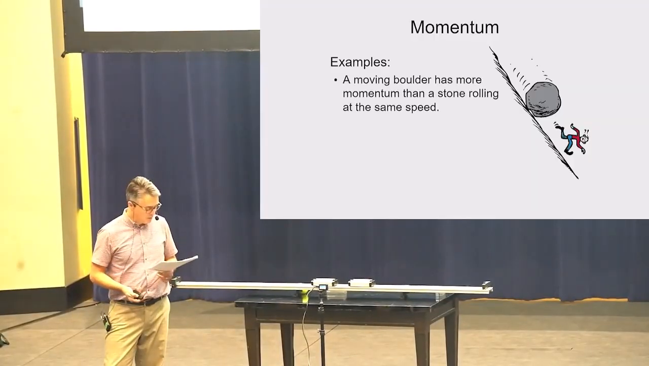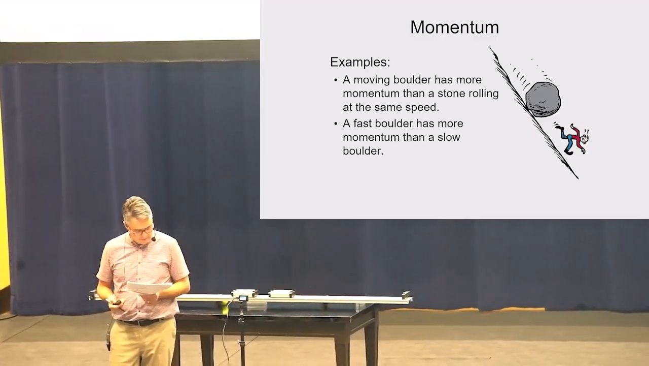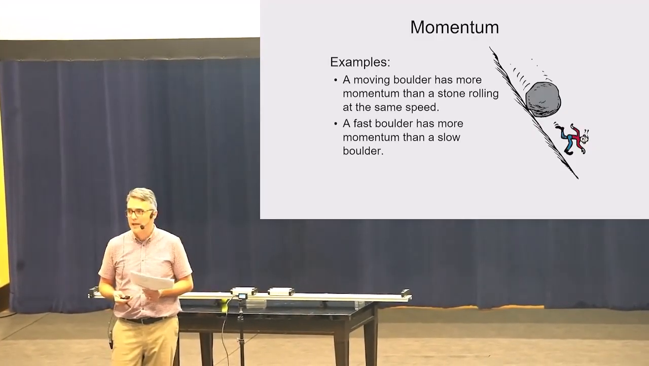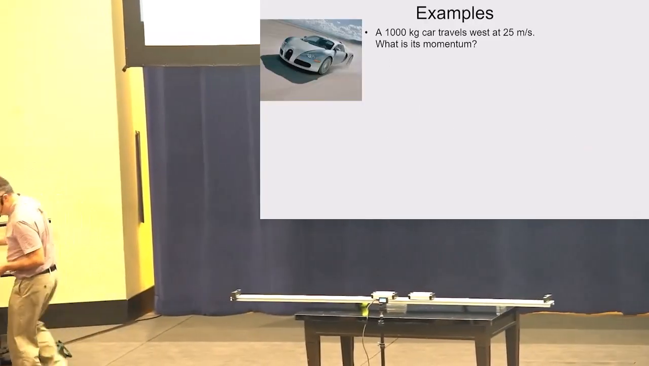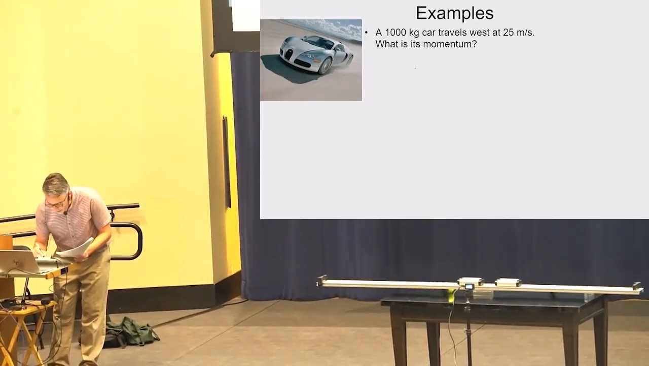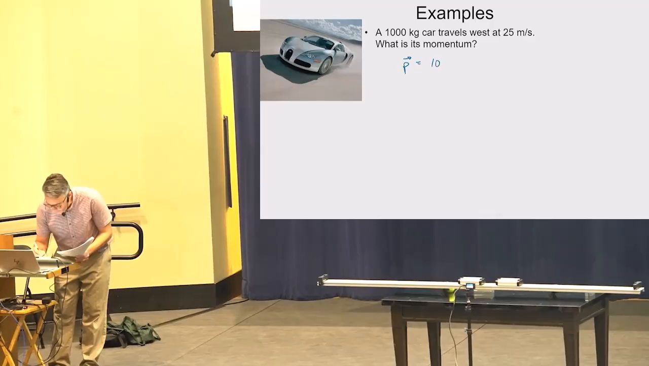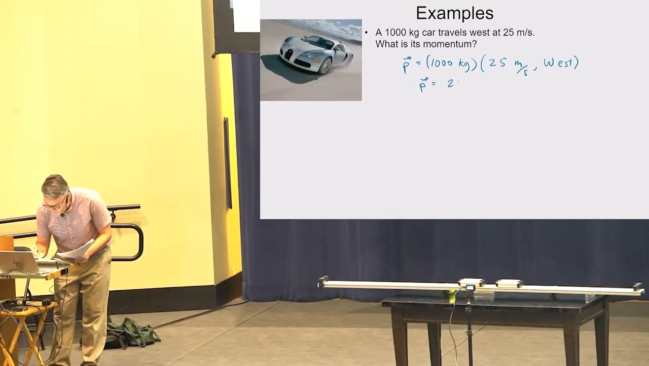Certainly, a moving boulder has more momentum than a stone that's rolling at the same speed, and if it's going faster, it's got more momentum. And something that's at rest relative to you has zero momentum. We'll do a couple of examples. If you've got a 1,000-kilogram car traveling west at 25 meters per second, you would say that P is equal to 1,000 kg times 25 meters per second, west. The answer is that P is equal to 25,000. The units are kilogram meters per second, and the direction is west.